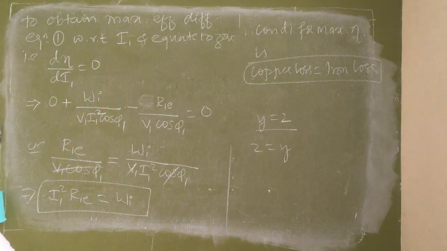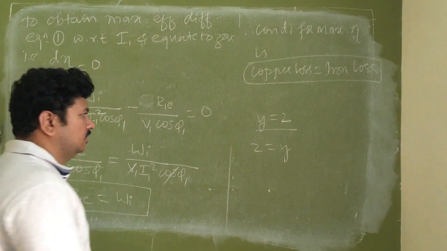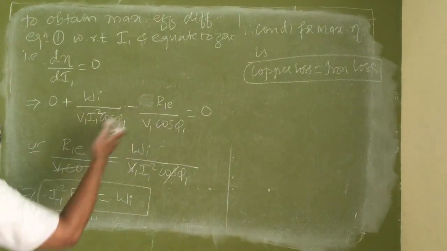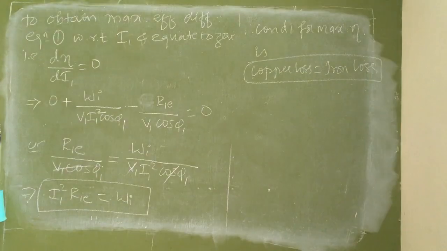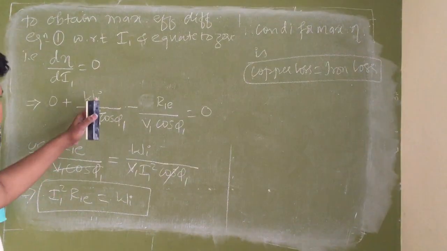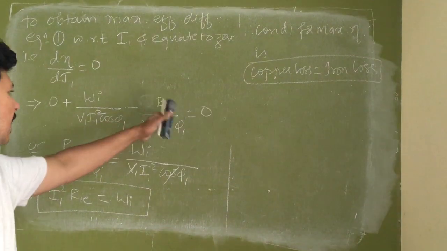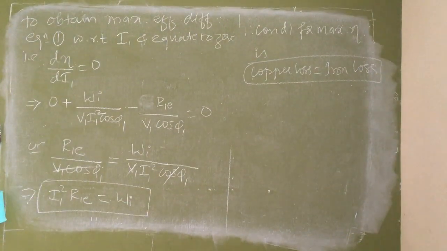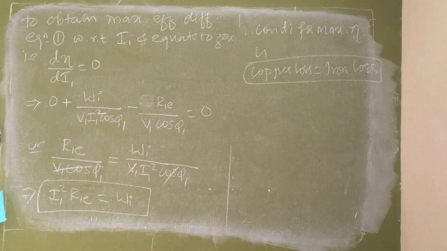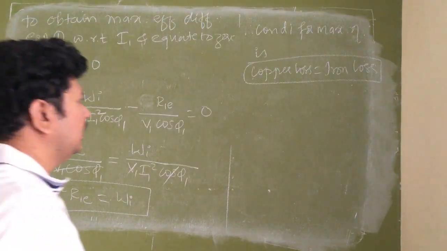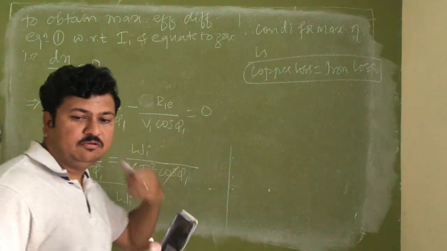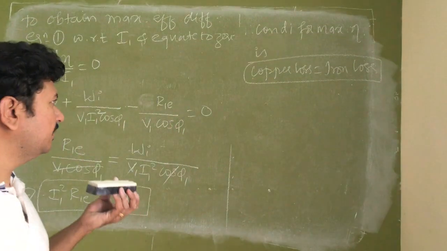When we solve examples, you will understand that. Okay? So only here I took this first and this second. If I would have taken Wi by this term equal to R1E by this term, I would have got iron loss equal to copper loss. It is true, but physically, when I have to interpret, I cannot say iron loss equal to copper loss. A constant cannot become a variable. Okay, this is one thing.